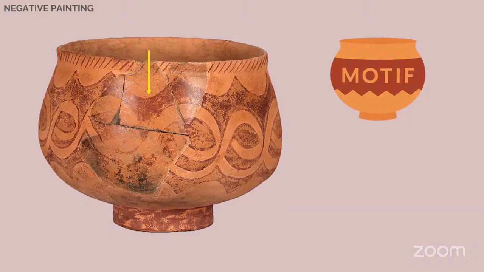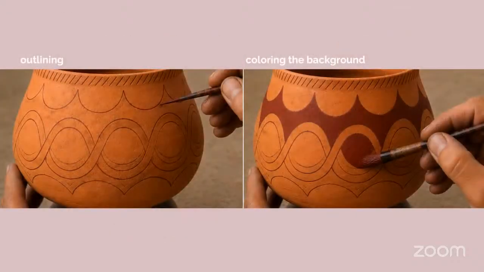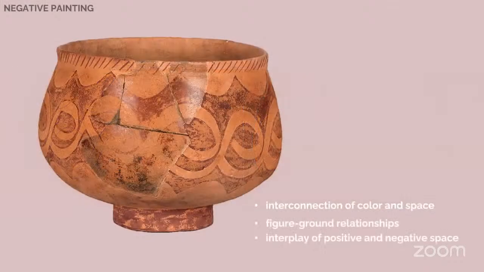And judging by the sequence of brushstrokes, this particular potter first outlined the contours of the spirals, and then proceeded to color the background. This example of negative painting shows that Neolithic potters had a grasp of figure-ground relationship and of negative space. But because we have only one sample, I don't think we can talk about a usual practice, but again, some kind of experimentation with this technique.